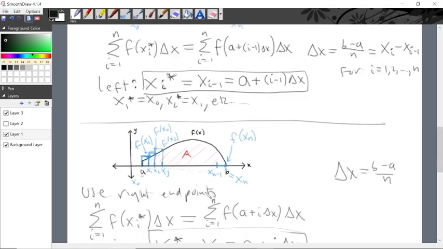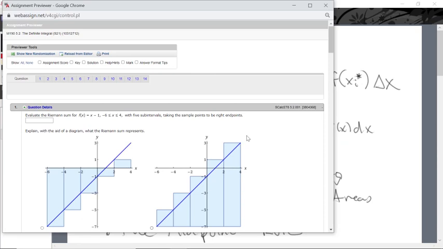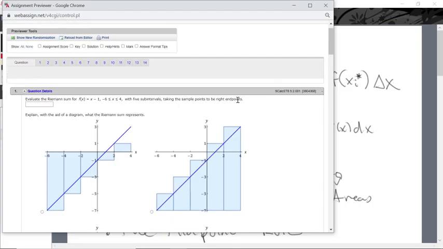So you'll see some exercises in the homework where you're asked to do the right endpoint rule, and sometimes the midpoint rule. Here's one right here. Evaluate the Riemann sum for a given function over a closed interval, so there's an a and a b, with 5 subintervals. So n is equal to 5. Take the sample points to be right endpoints. So this is asking you to use the right endpoint rule in order to evaluate a Riemann sum for a particular function. Furthermore, explain what you're doing geometrically with the aid of a diagram.